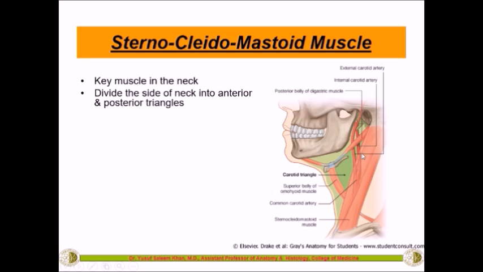So this muscle divides the neck on either side into an anterior part, the anterior triangle, and a posterior part, which is called the posterior triangle.